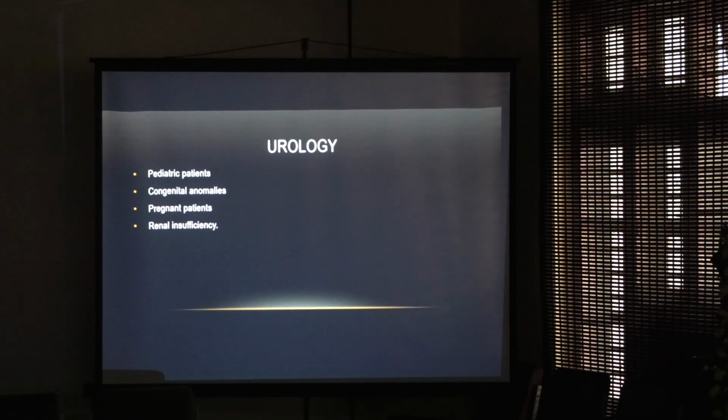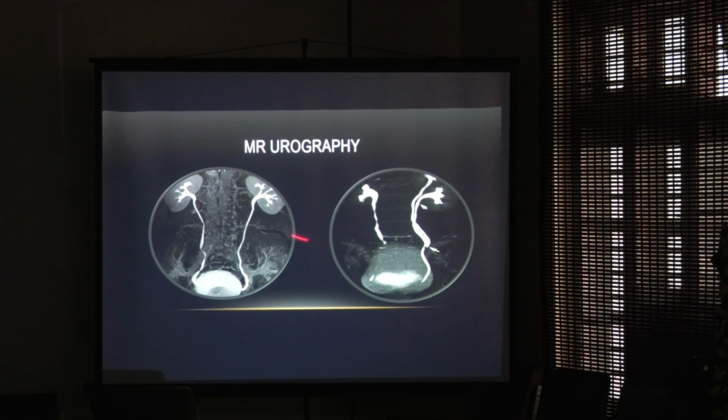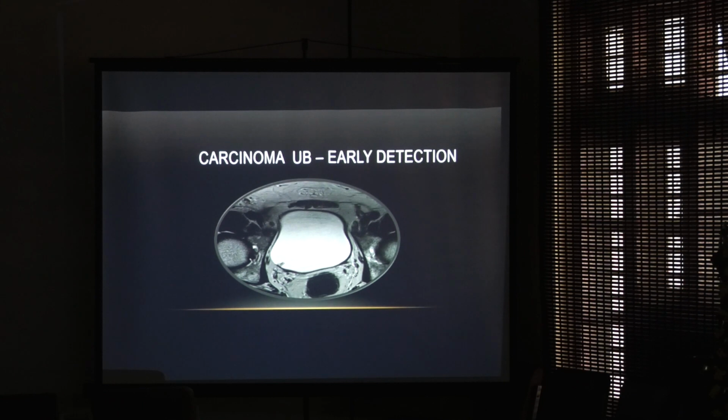Urology: MRI is especially useful in pediatric patients to detect congenital anomalies, useful in pregnancy, useful in patients with renal failure. MR urography showing the normal urinary tract. You can see a duplex moiety on the left side, double ureters. Carcinoma bladder, small tumor: for early detection, MRI is useful.